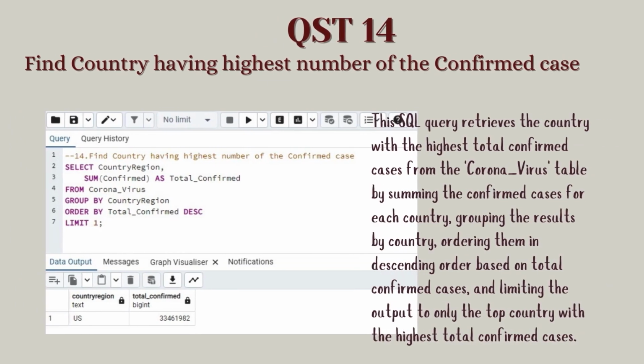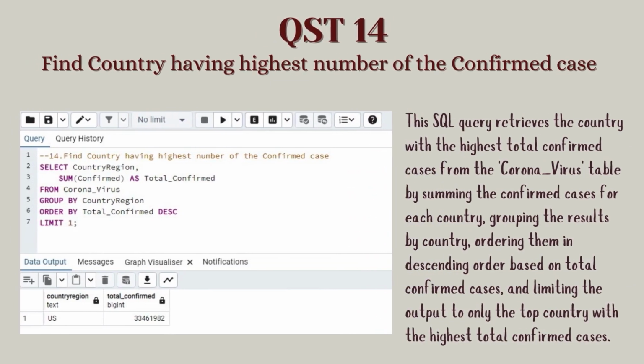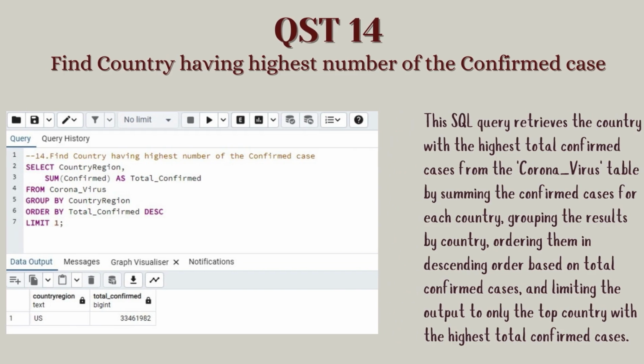Our 14th question is to find the country having the highest number of confirmed cases. Now, the SQL query that you can see here retrieves the country with the highest total number of confirmed cases from the coronavirus table. It summarizes the confirmed cases for each country, grouping the results by country, ordering them in descending order based on total confirmed cases, and limiting the output to only the top country with the highest total confirmed cases.